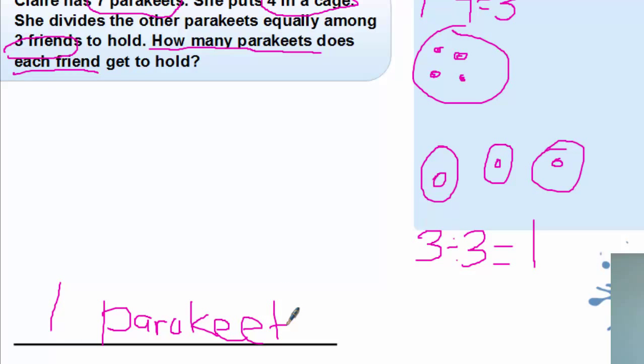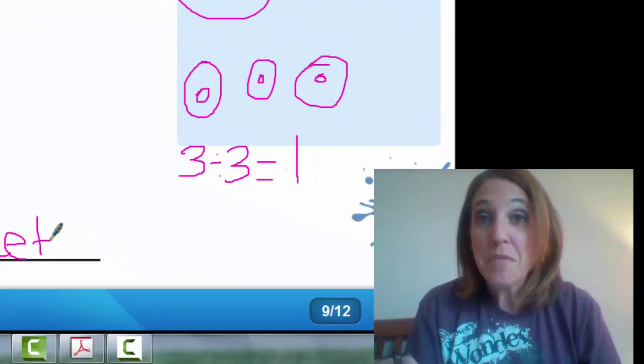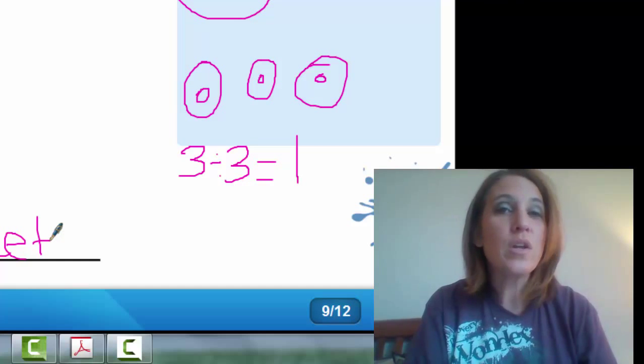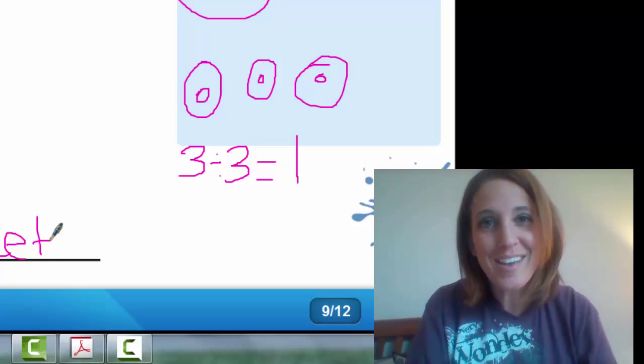Good job, everybody. All right, well, those are the rules for dividing with 0 and 1, and we're going to do an activity tomorrow to practice this concept.